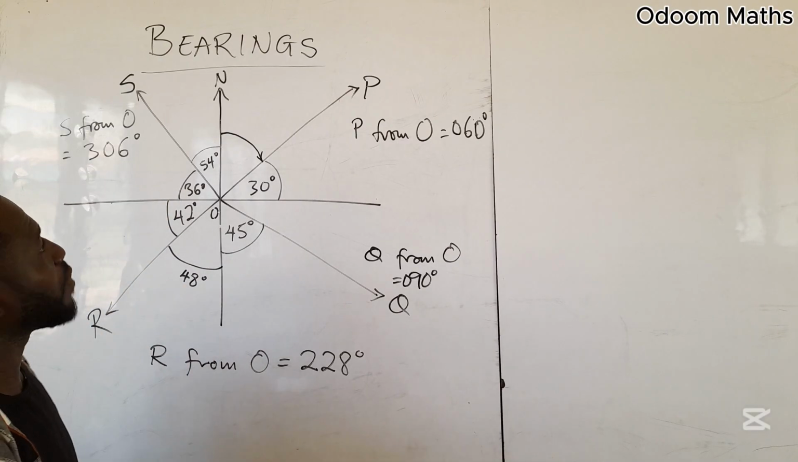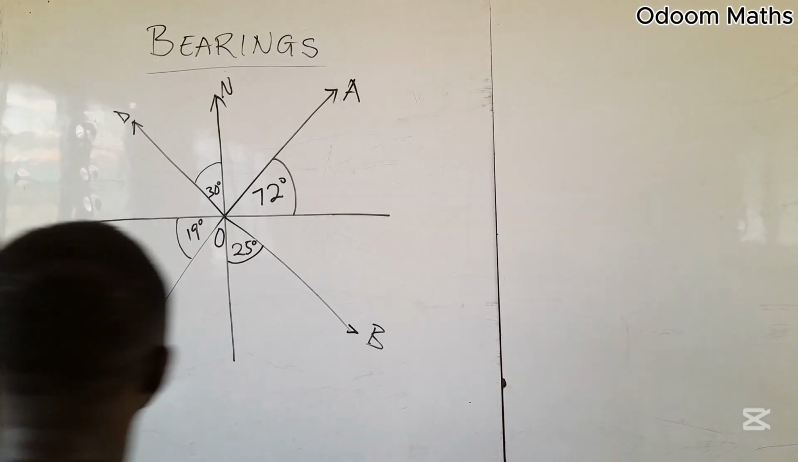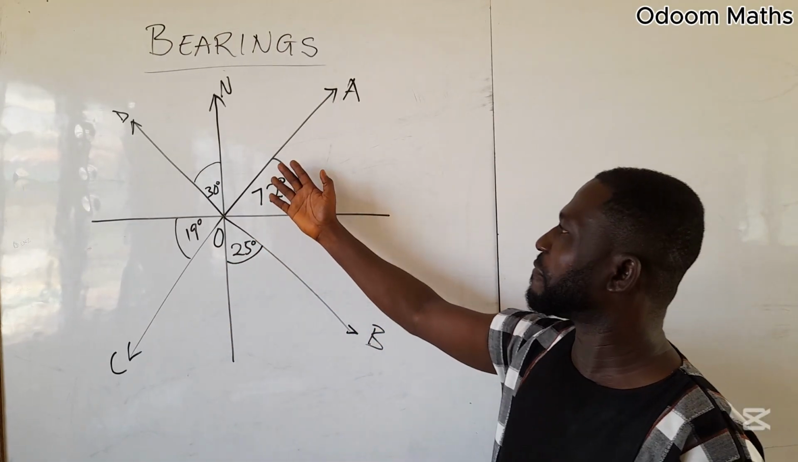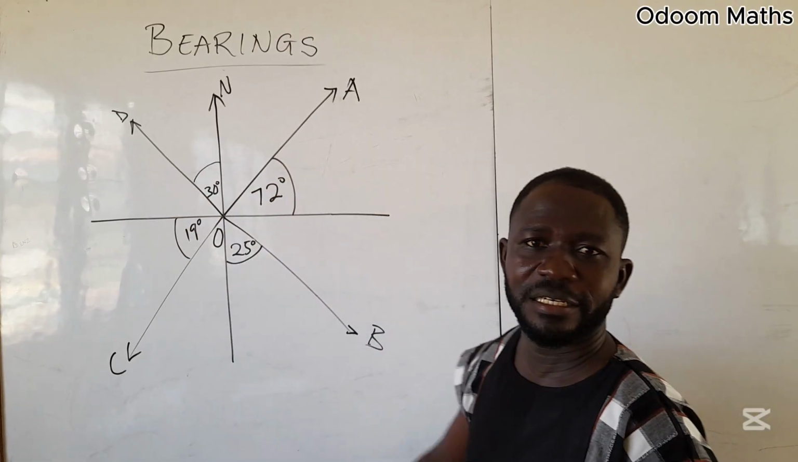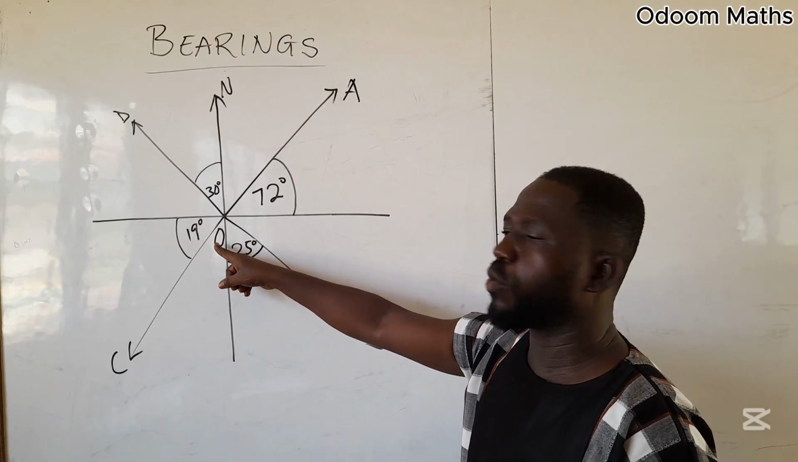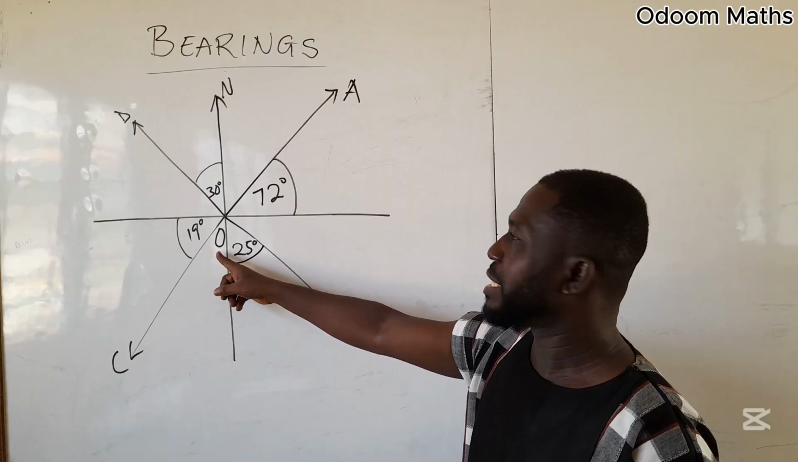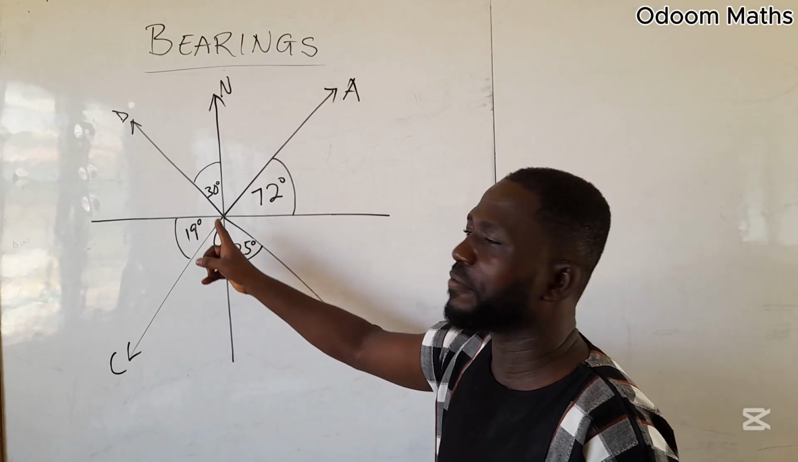Now let's take one more example, then we continue with solving more examples. Describe the positions of the points A, B, C, and D, where the origin is O. So the bearing of A from O, the bearing of B from O, the bearing of C from O, and the bearing of D from O.